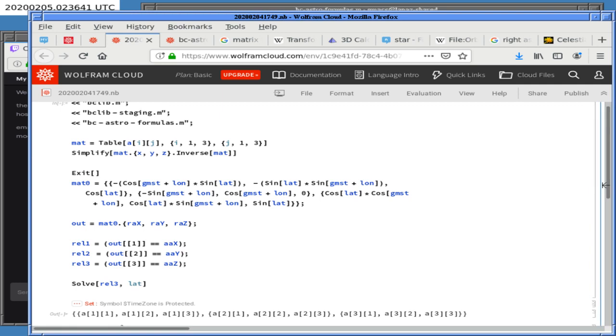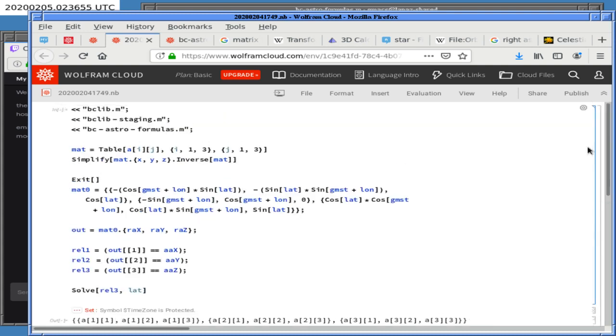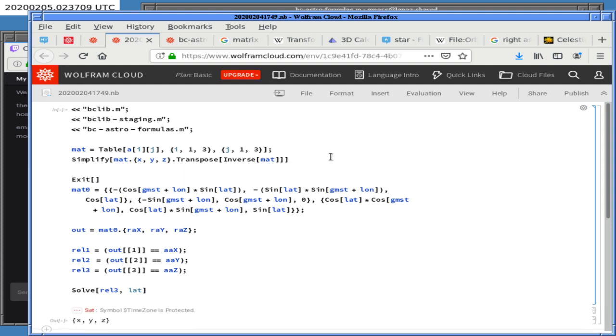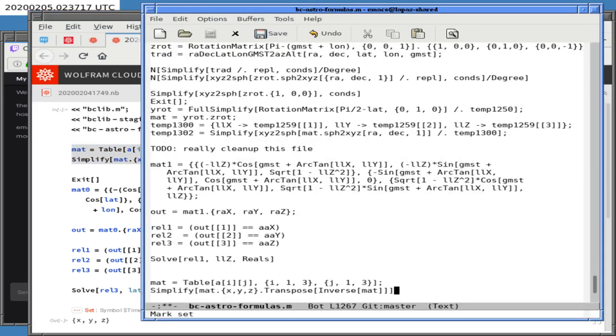Okay, so that's just the matrix, and the simplification here is not what I expected. Unless this is in some weird way equal to XYZ. And... Oh! Okay. Actually, I think because we're doing the multiplication in the other direction, it has to be the transpose of the inverse of the matrix. And that does... whoa! There it is! That's what I meant to do. Yeah, that's a ticket. That does give back XYZ. Okay.